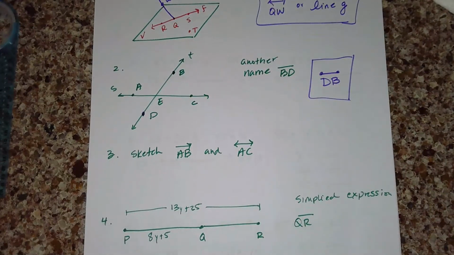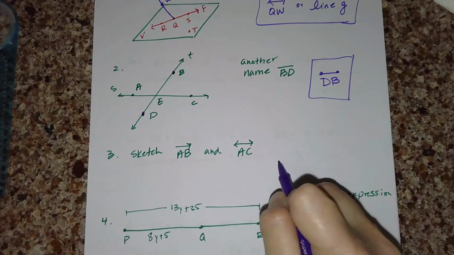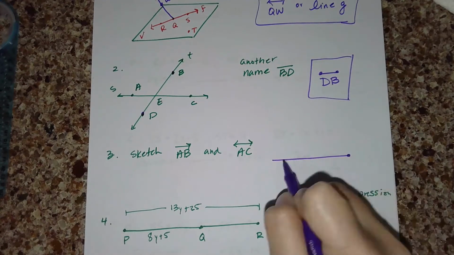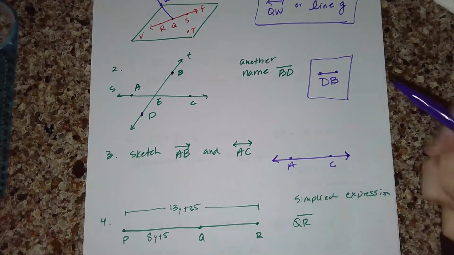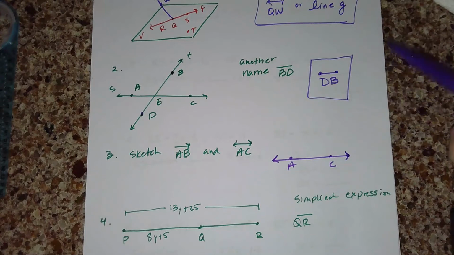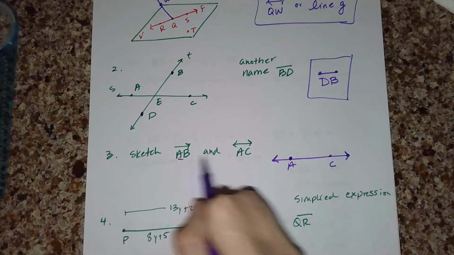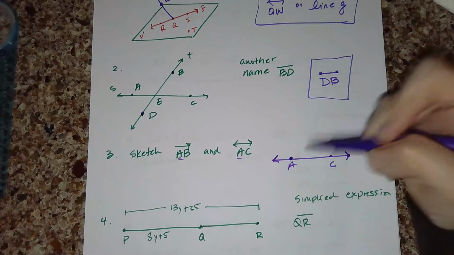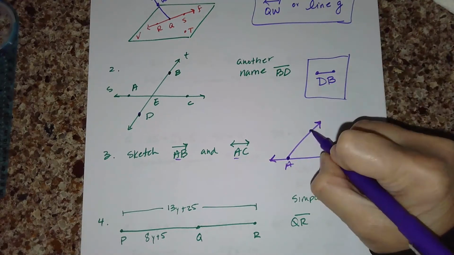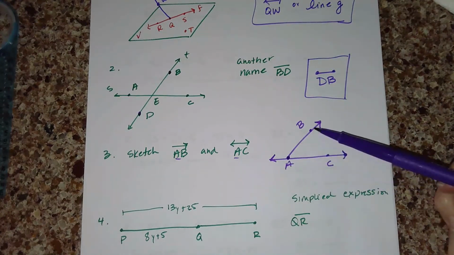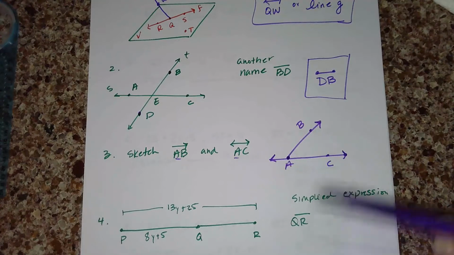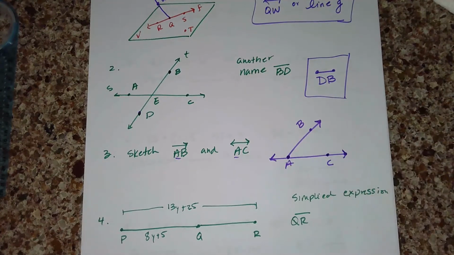Number 3 says we want to sketch ray AB and line AC. So if we had a line AC, I then need to have a ray AB. Since they're both using the letter A, you only use the letter A once in your diagram. This would be one example of how I could write it: line AC with ray AB. I know yours is multiple choice, but this is one possible choice.